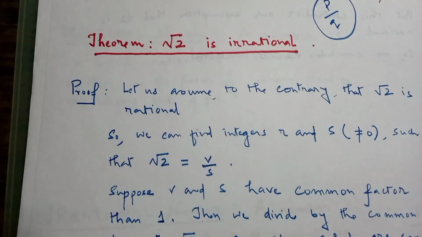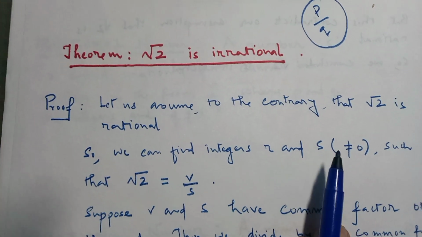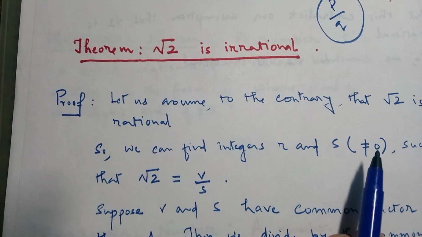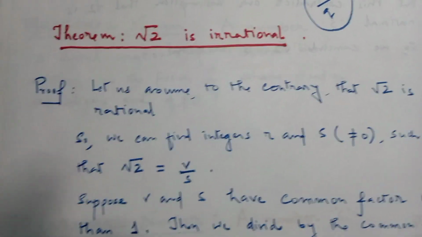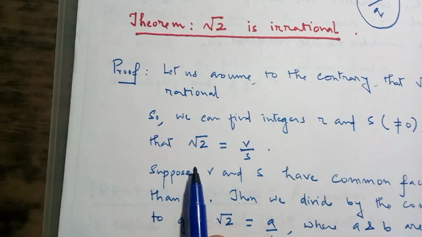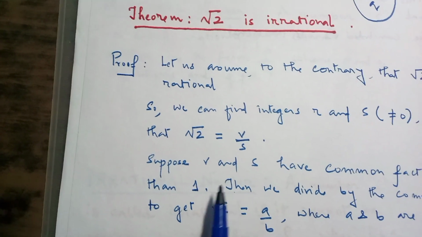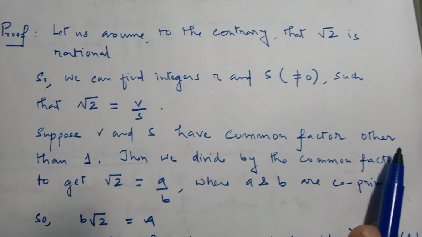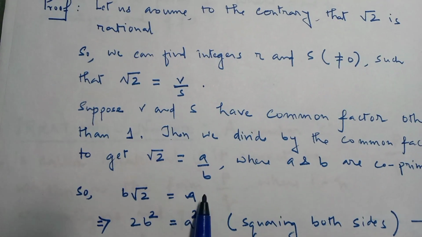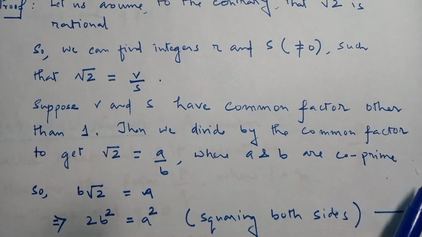So now let us assume that root 2 is a rational number and can be expressed in p by q or r and s form, where s is not equal to 0. Otherwise the expression will tend to infinity. So let's assume root 2 equal to r by s. Now suppose this r and s have a common factor. So we divide by that number, then it becomes root 2 equal to a by b, where a and b are co-prime. Co-prime means they don't have any factor other than 1.